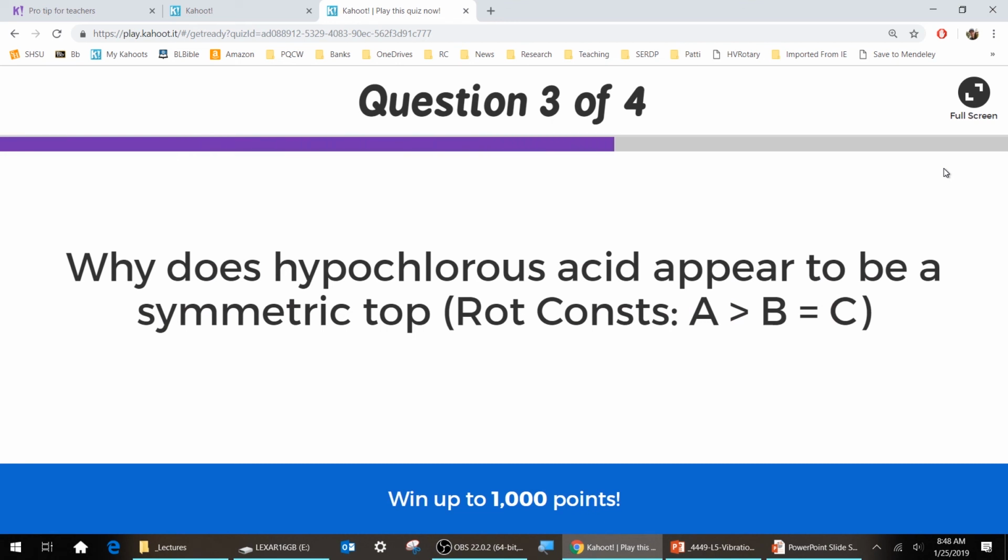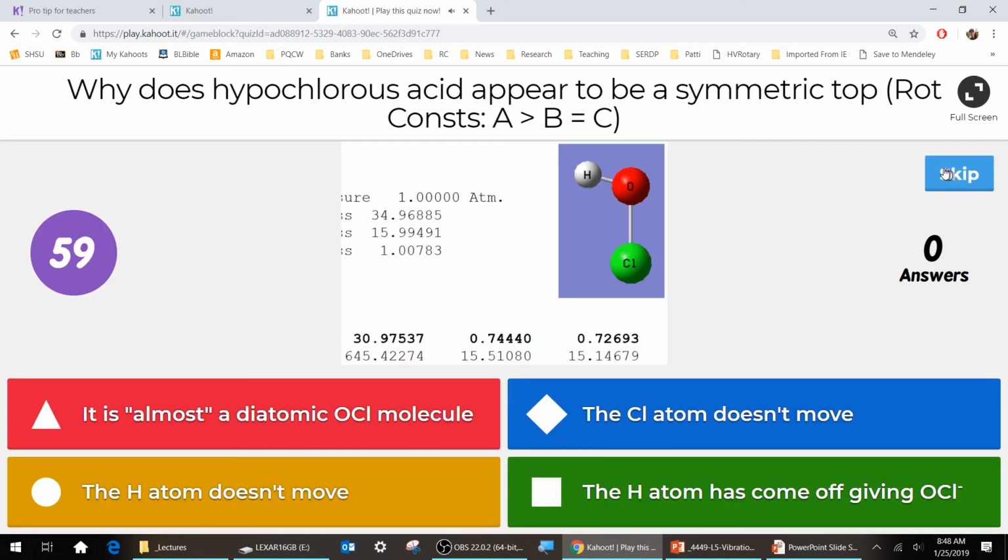That molecule we've been looking at is hypochlorous acid. So when I say a symmetric top, constants A is greater than B, which is equal to C. You see they're very, very close. 30 and then 0.7 and 0.7. Why would it be that way? It's not a symmetric molecule.